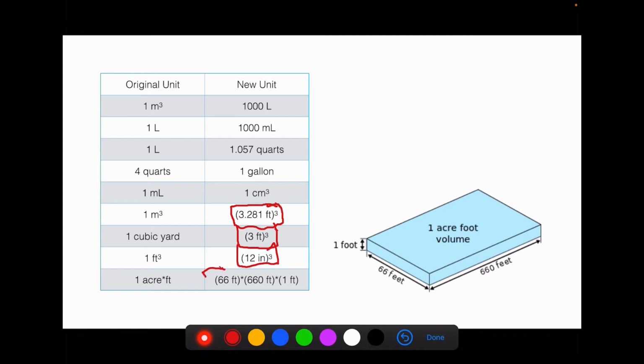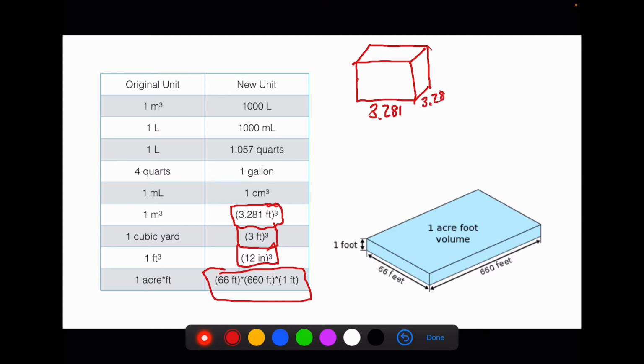Okay, so these bottom four are actually like a calculation to show you where this conversion comes from. So a cubic meter would be a meter by a meter by a meter, which if we were looking in feet would be 3.281 by 3.281 by 3.281 feet. So to get 1 cubic meter, you have to multiply 3.281 3 times. You cube it to get the conversion from cubic meters to cubic feet.